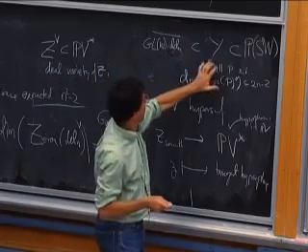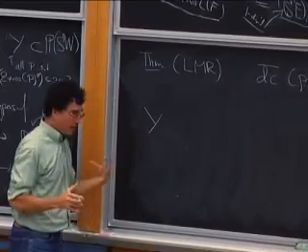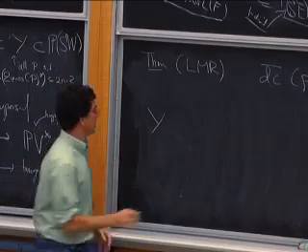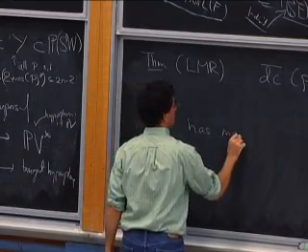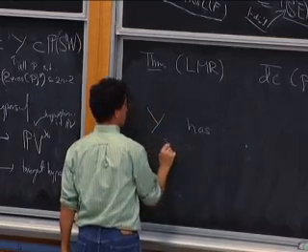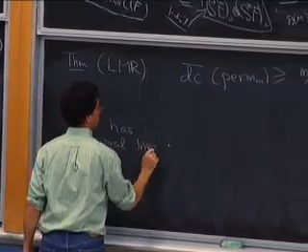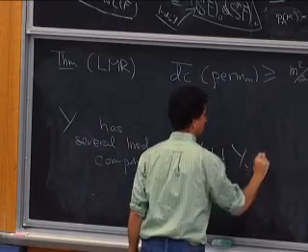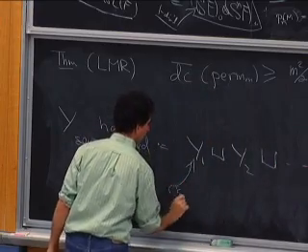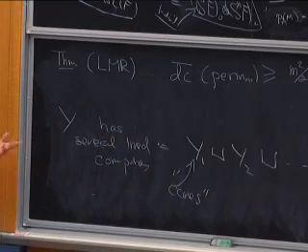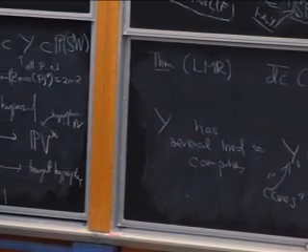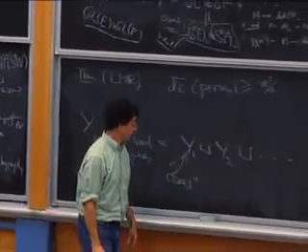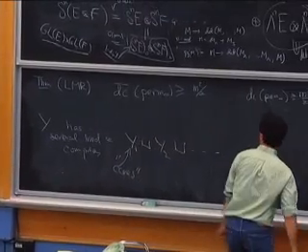But this variety Y is a disjoint union of different pieces of different dimensions. I don't know how many, but it has several irreducible components. That is, it's a disjoint union of some Y1, Y2, etc. And one of these is what I was calling the set of cones, the things that only involve 2n minus 2 variables. Then that'll be something.